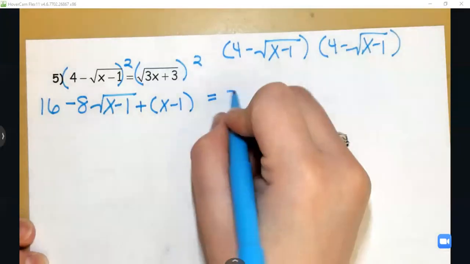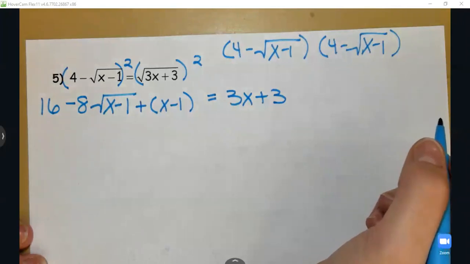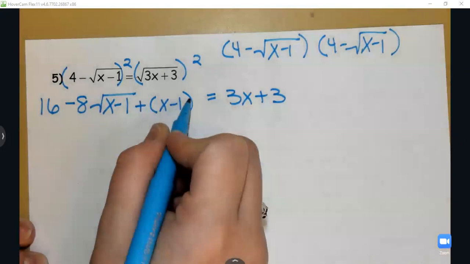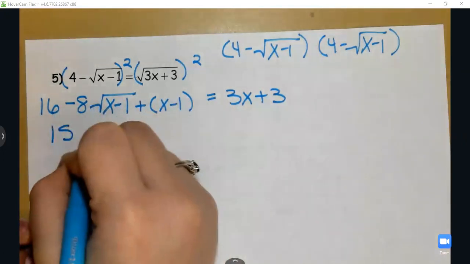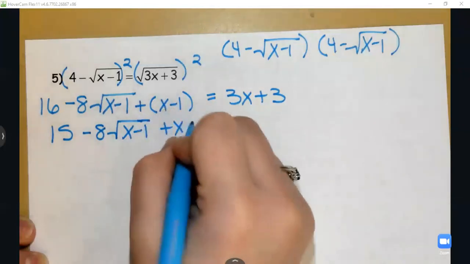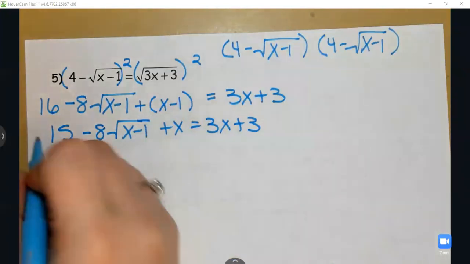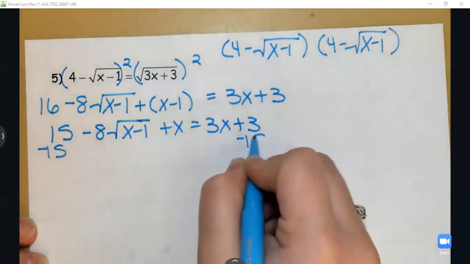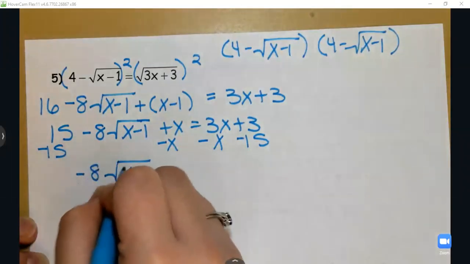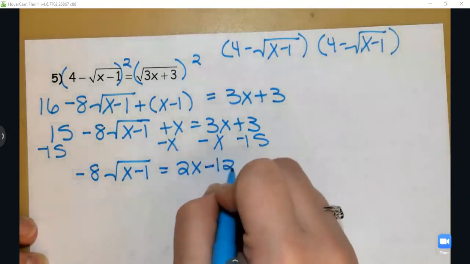Then on the right, we'll just get 3x plus 3 because our radical cancels. So we need to do some rearranging, combine like terms. So 16 minus 1, that's going to be 15. This term in the middle has to stay the same. And I still have plus x. So I'm going to end up needing to get rid of this radical again. But first, I'm going to move the 15 and the x to the other side. So negative 8 square root of x minus 1 is equal to 2x minus 12.